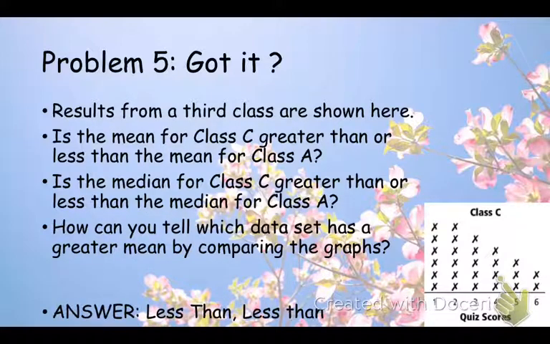All right, welcome back. Here is your answer. For the first question, it is less. For the second question, it is also less. And for the last question, how can you tell which data has the greater mean by comparing the graphs? The data for class C is shifted to the left when compared to the other ones, especially compared to A and especially B. So therefore, the mean will be less in graph C because of the shift to the lower numbers on the graph itself.